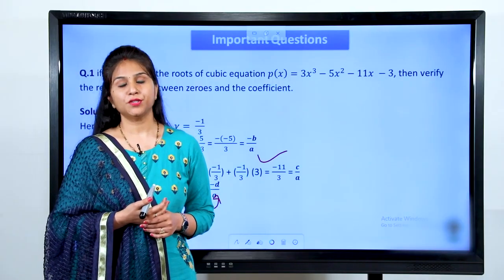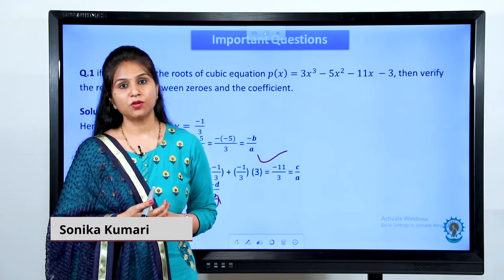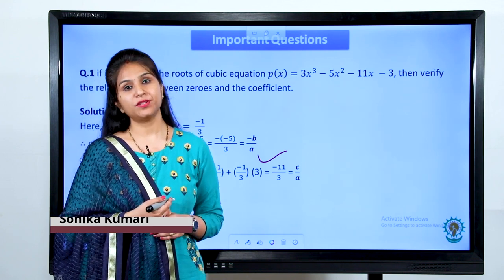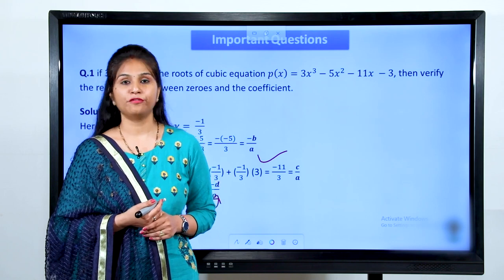Thank you children. In today's session, we have discussed the relationship between zeros and the coefficients, and in the next session we are going to discuss the division algorithm of a polynomial.